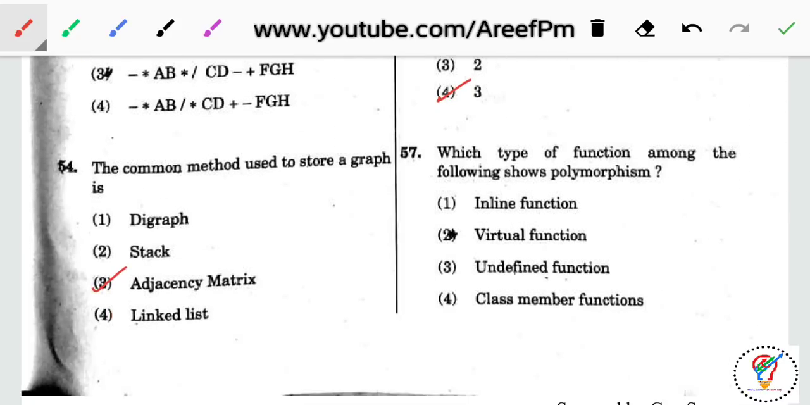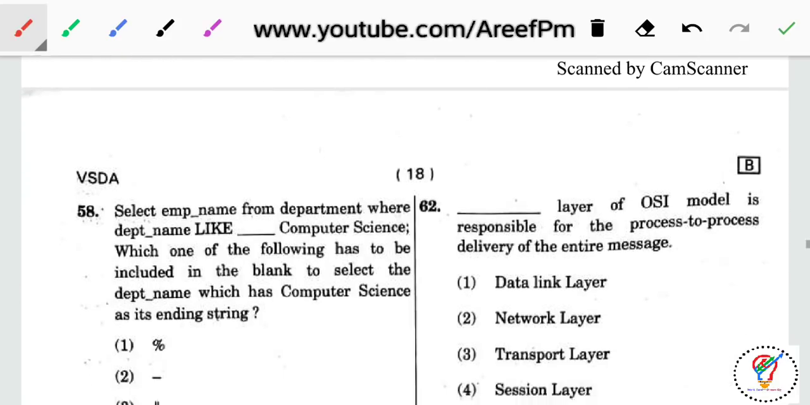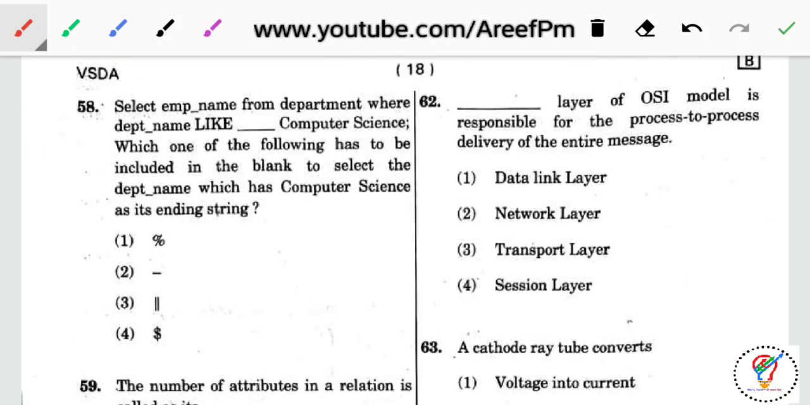Now, which type of function among the following shows polymorphism? Polymorphism is shown by virtual functions. Next, the 58th question here.